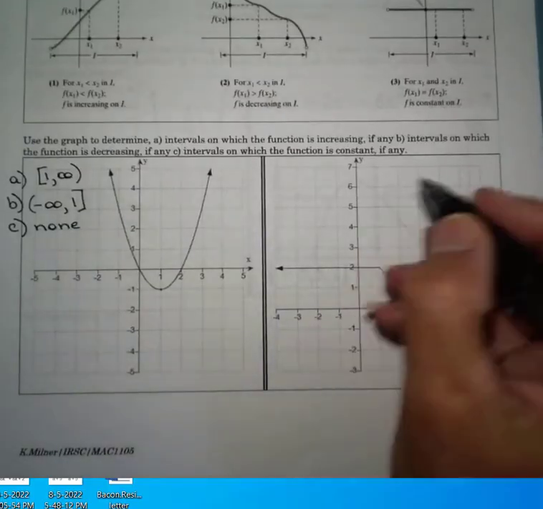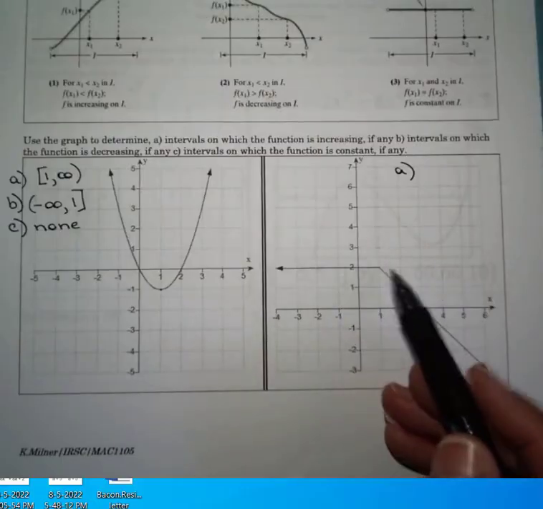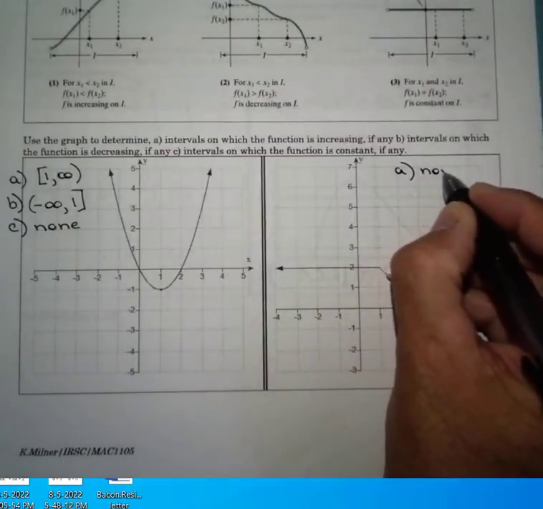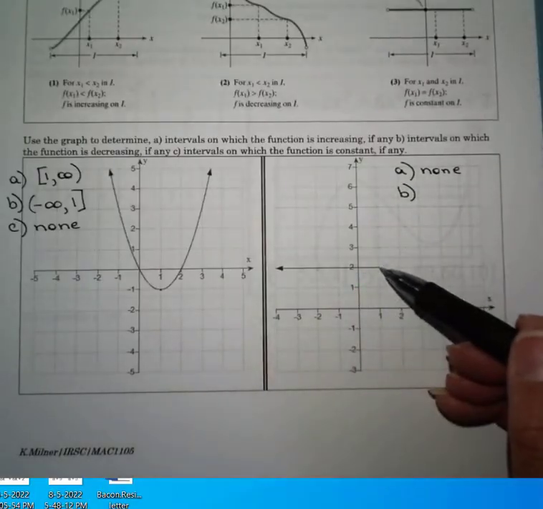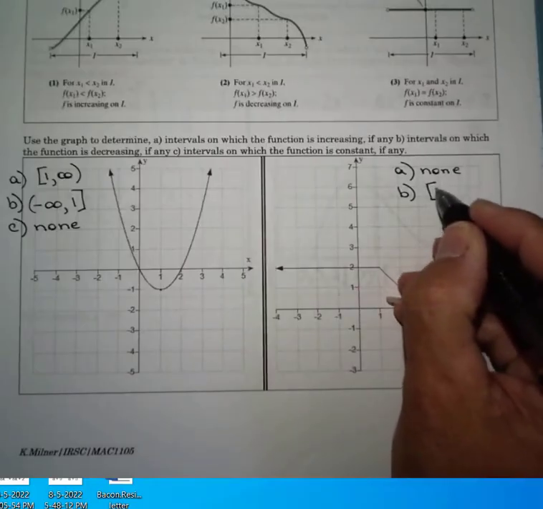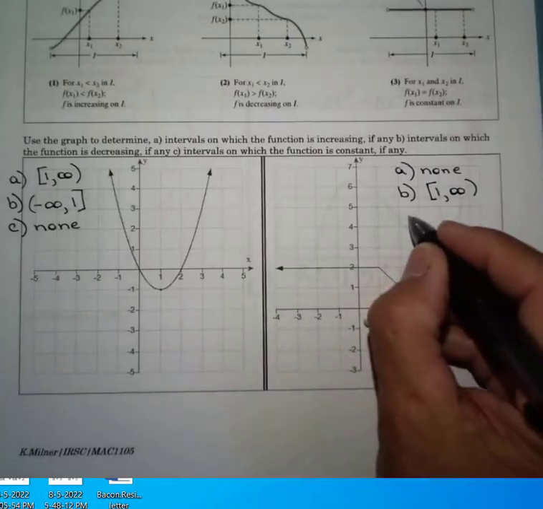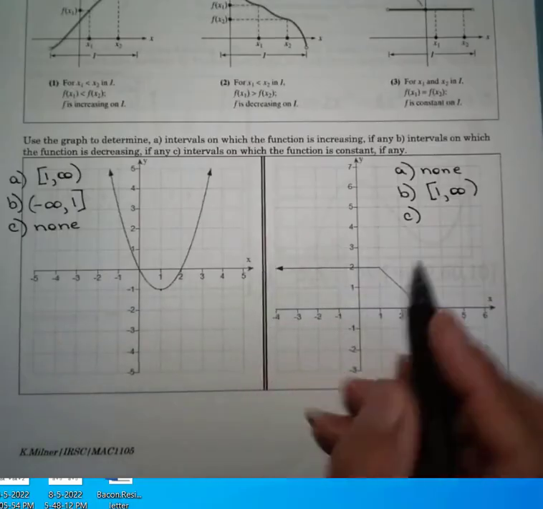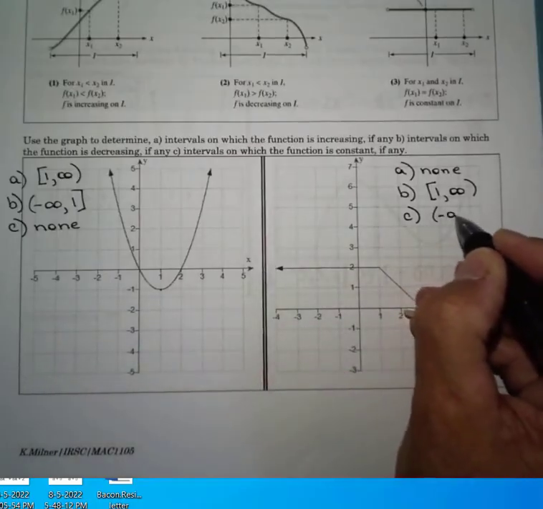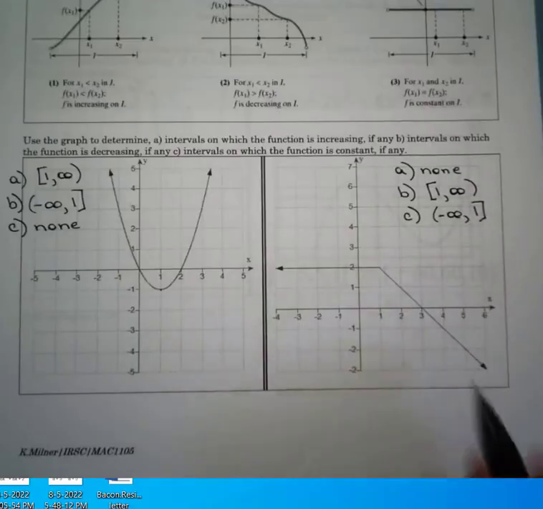For the second one, if I'm looking for increasing parts of the function, I'd say there really are none. This function doesn't increase at all. Decreasing, well, it starts about here, doesn't it? It starts where x is equal to 1, and it goes till x is positive infinity. So that's my decreasing part. And is there any part of this function that is a constant? Right here, all the way from negative infinity to a value of 1 for x is where I would say it is a constant.